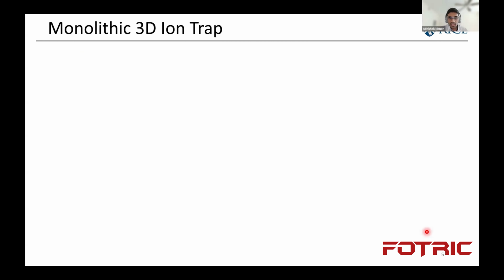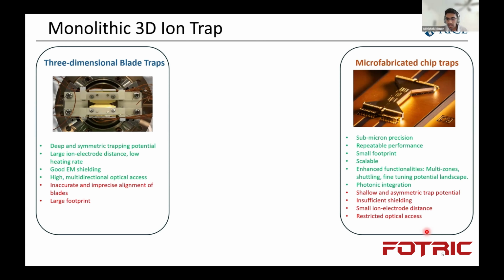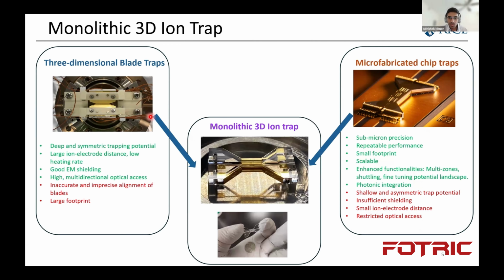So for the monolithic 3D ion trap, if we are going in this direction, we want to preserve the properties of three-dimensional blade traps, which have very good performance metrics but are not very scalable and have a larger footprint. On the other hand, we have microfabricated chip traps, which have nice scalable solutions but do not achieve the best performance of the three-dimensional blade traps. For that reason, we go towards building a monolithic 3D ion trap, and that is what we'll be discussing soon.